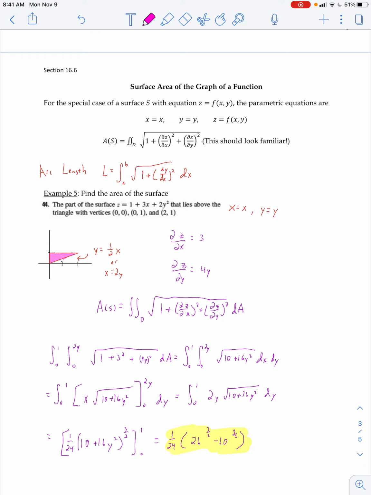It depends on what region we're doing. I mean, if I decided to do it about the, I'm trying to think of the other one that we haven't used yet, because we did xz, so, not yz.